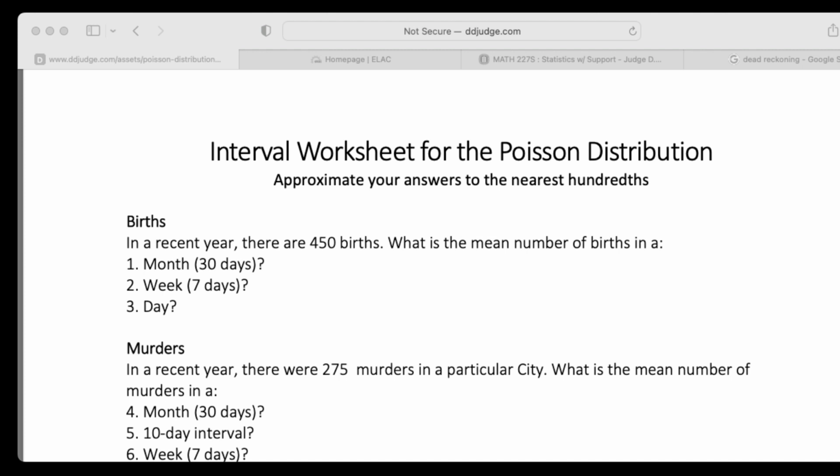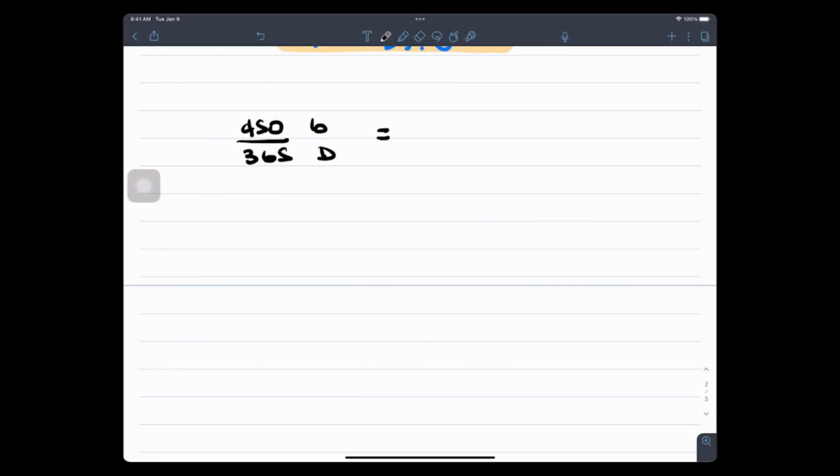What does number 2 say? Yeah, so for number 2, there are still 450 births in a year, 365 days. But in number 2, what do they want to know now? How many births are in a week? And you go, oh, Mr. Judge, I don't know what a week is. And I'm going to say to you guys, what's a week? 7 days.